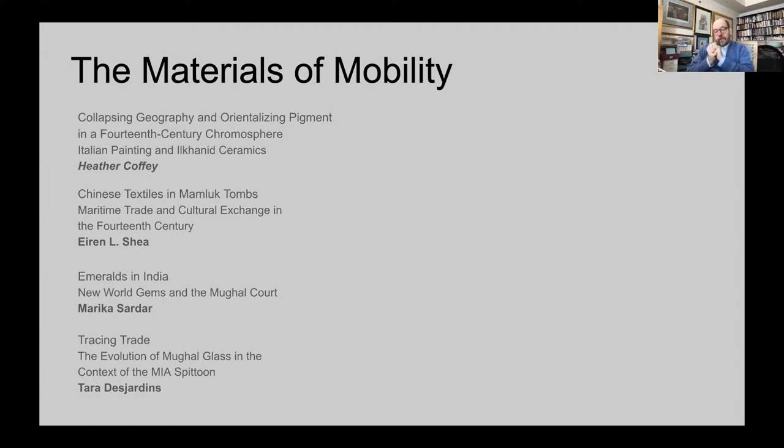And then Marika Sardar talked about emeralds in India as new world gems at the Mughal court. And Tara Desjardins looked at the evolution of Mughal glass as evidence of tracing trade in the connections between India and Britain.